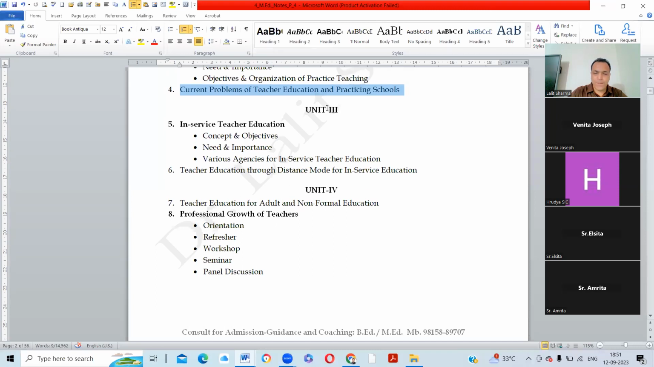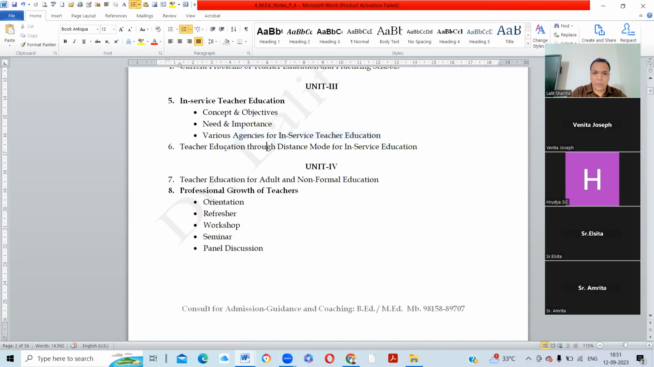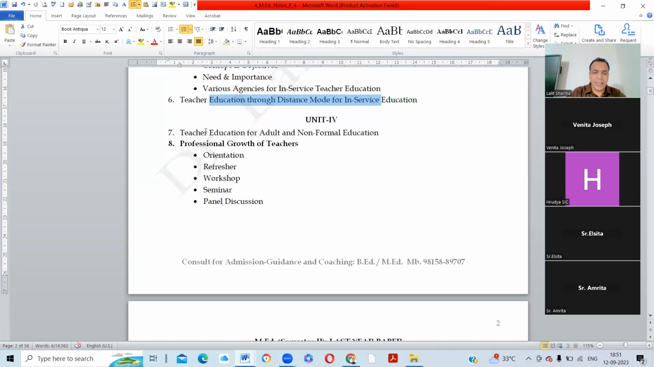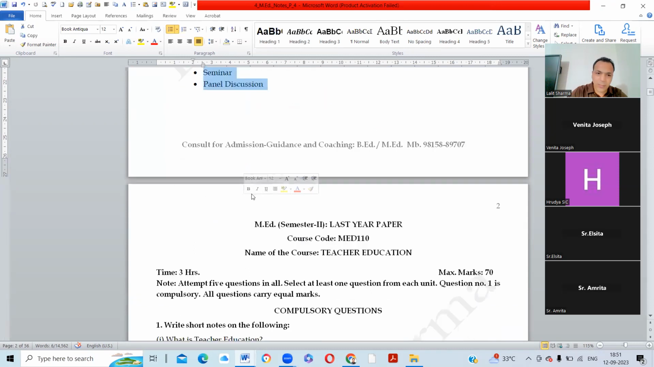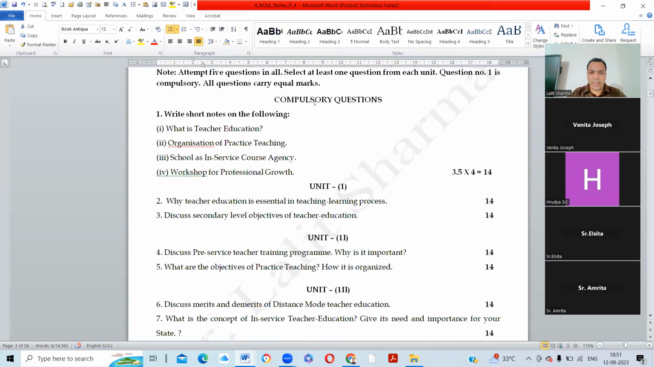Unit 3 we have done: in-service teacher education concept, need, importance, various agencies of in-service teacher education program. Teacher education through distance mode, you have to do from the guide and book. And already I've discussed teacher education for adults and professional growth of the teacher, orientation, refresher, workshop. Now if you see the last year paper, this is the last year paper.